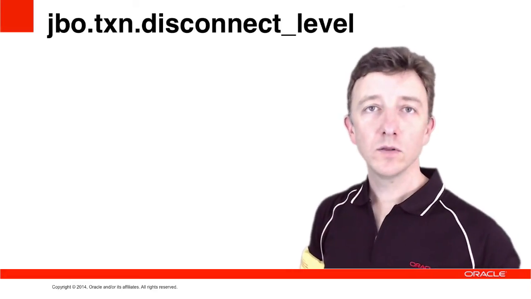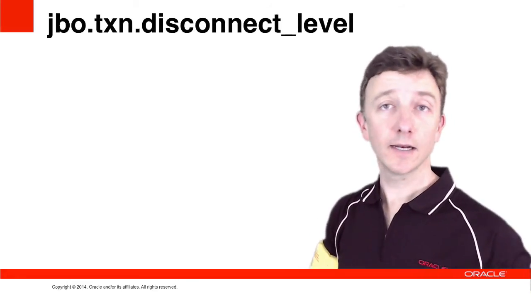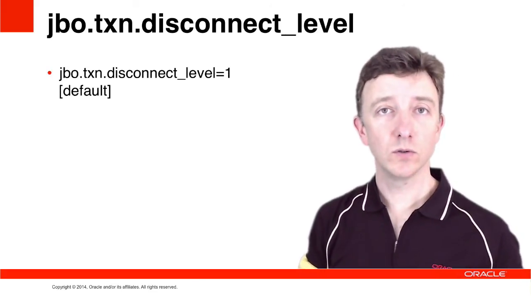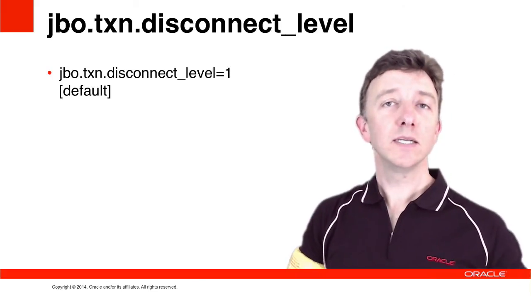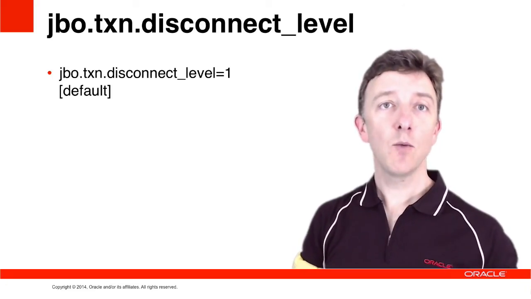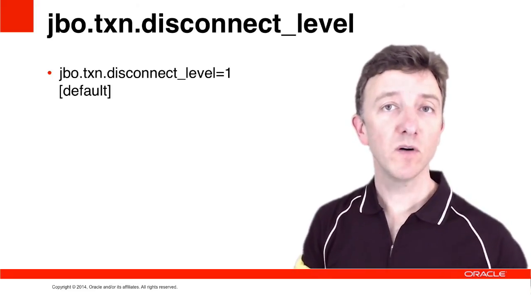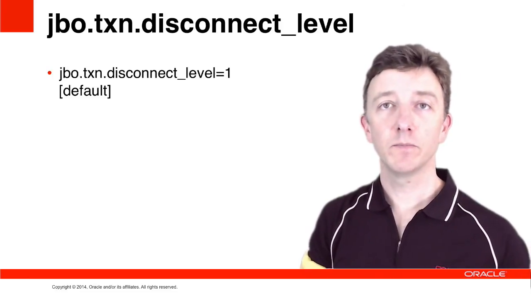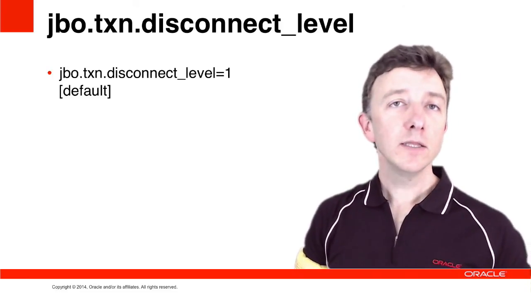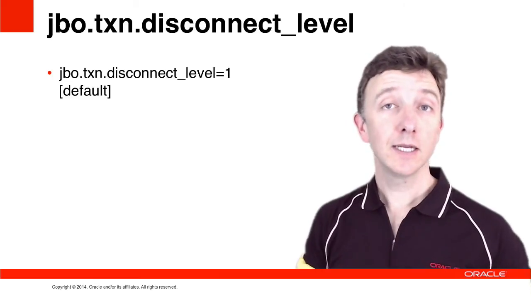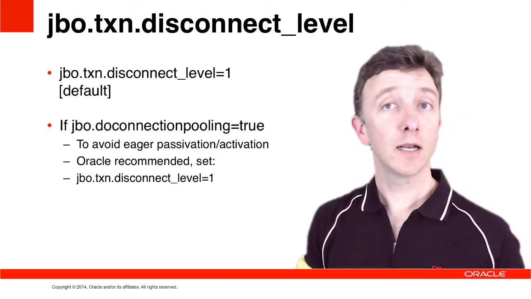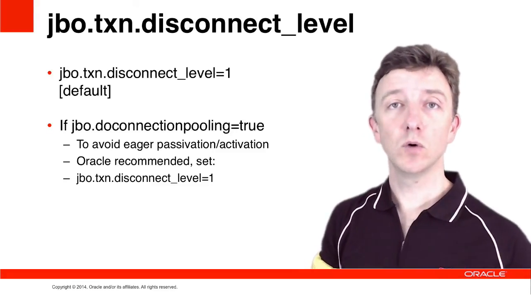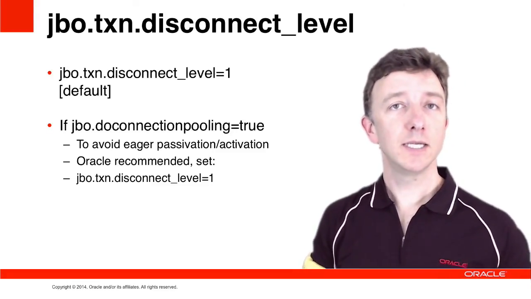By default, the JBO transaction disconnect level parameter is set to 1, at least in JDeveloper 12.1.2. But when it was set to 0 in previous versions, and when doConnectionPooling equals false, this is when you saw the eager passivation and activation behavior. To avoid this, Oracle recommends setting JBO transaction disconnect level to 1, which it is now by default in JDeveloper 12.1.2 and onwards. What happens when it's set to 1?